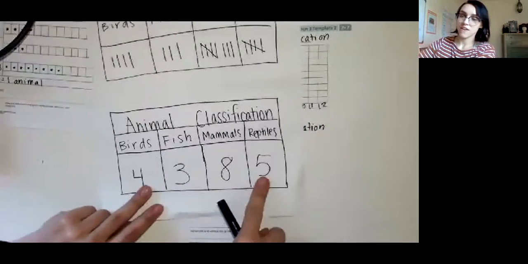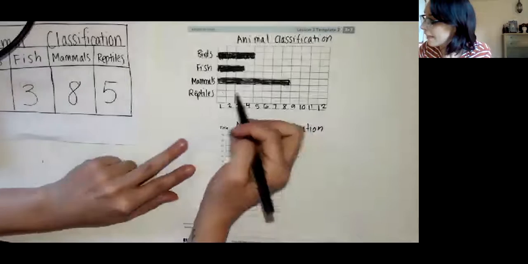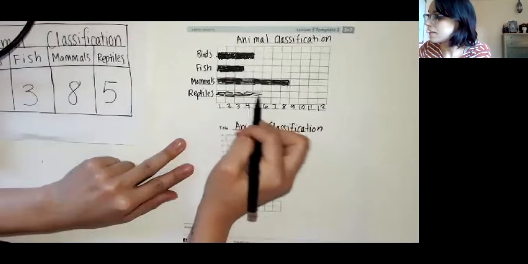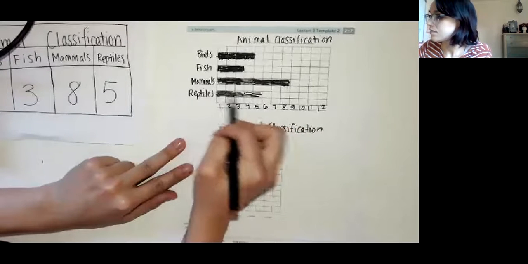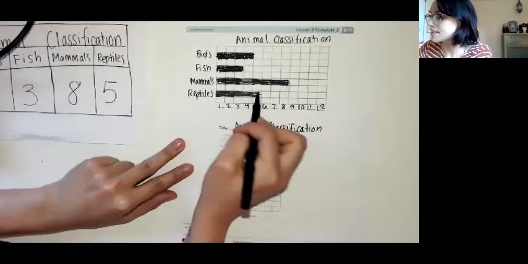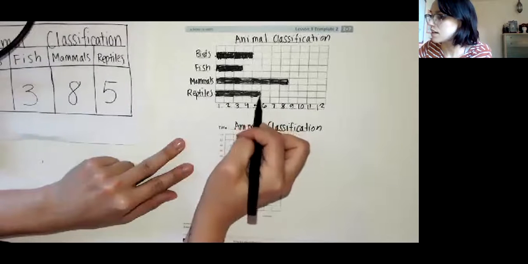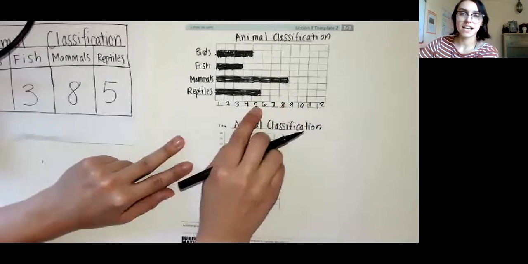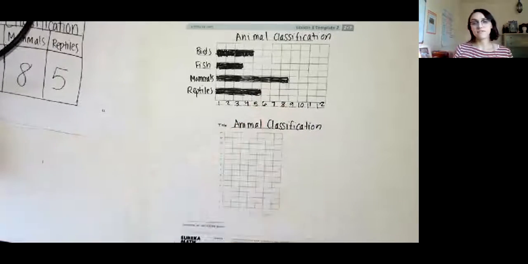Reptiles, we had 5. 1, 2, 3, 4, 5. We shade it in to be a nice solid rectangle there. And if we bring our finger down, we see that reptiles lines up with the number 5.